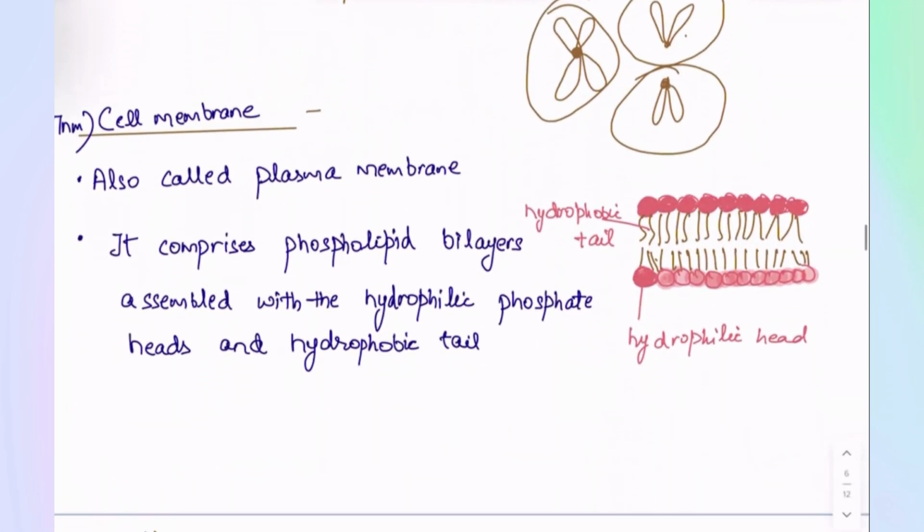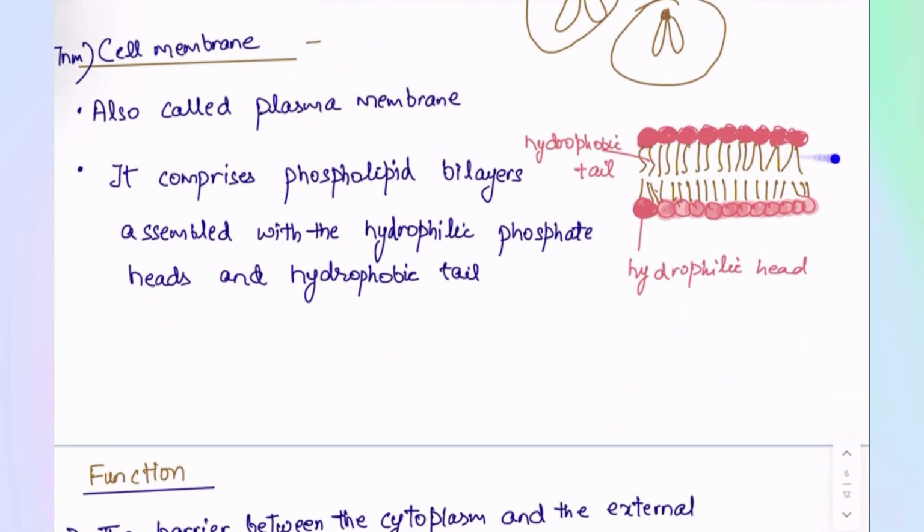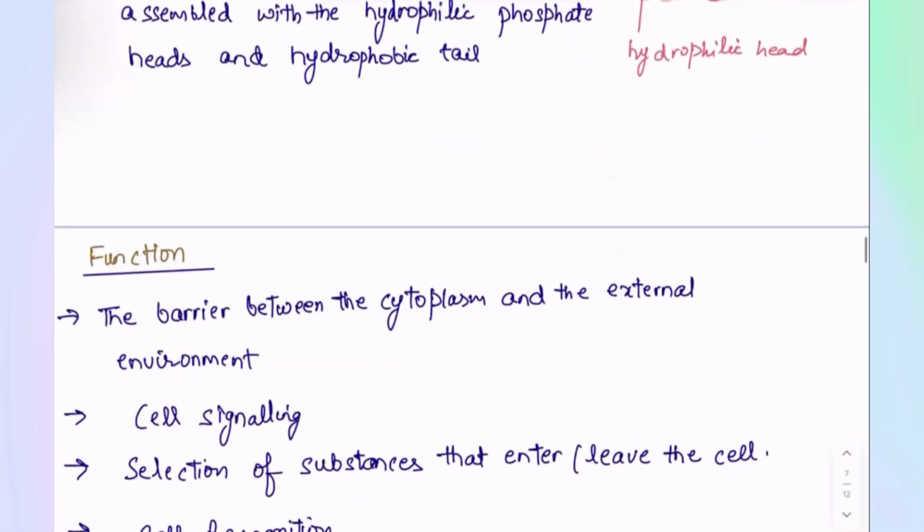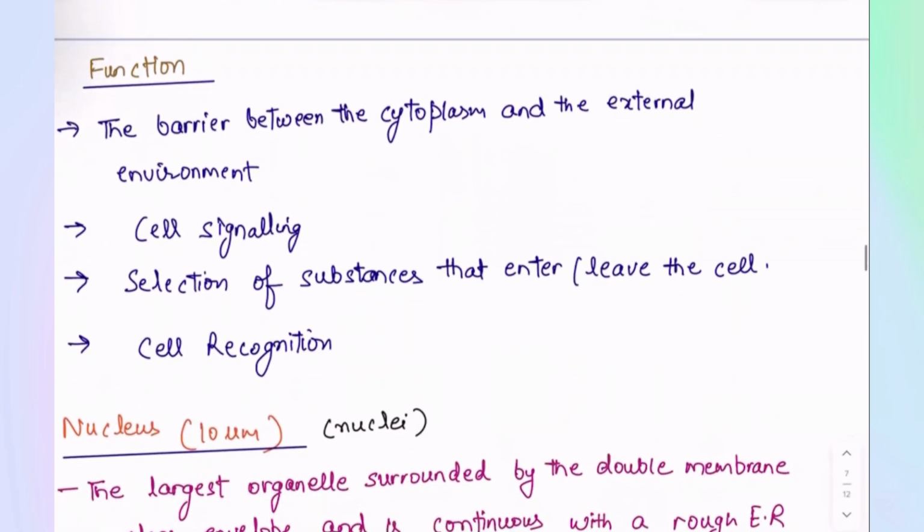Now let's see what the cell membrane is. Cell membrane, also called plasma membrane, looks like this. It comprises a phospholipid bilayer. So this is a single unit of a phospholipid bilayer assembled with hydrophilic phosphate heads and hydrophobic tails. Hydrophilic outside and hydrophobic inside. The function of the cell membrane is to act as a barrier between the cytoplasm and the external environment. It helps in cell signaling, and also helps in selection of substances that enter or leave the cell. So it controls what moves in and what goes out. Also, it helps in cell recognition.